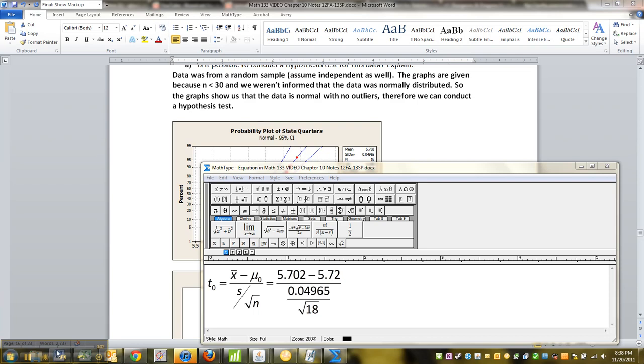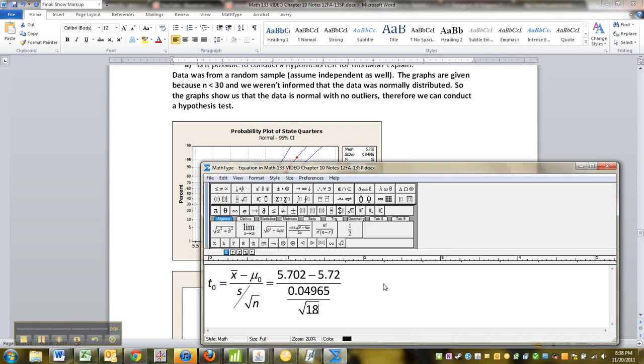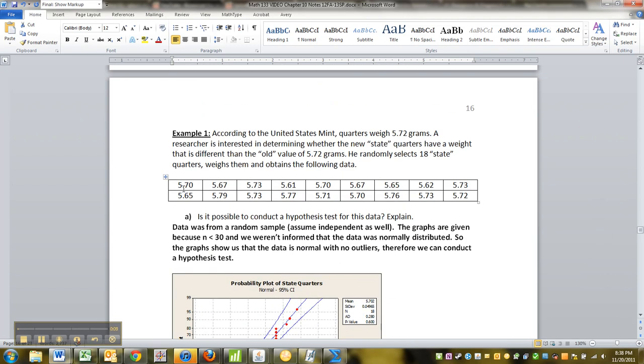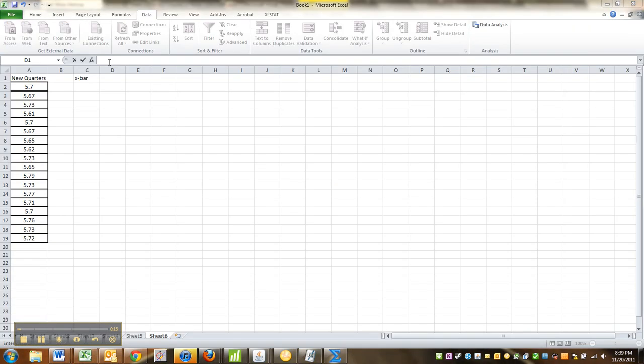So I know what you're thinking. You're thinking, where in the heck did all those numbers come from? Well, you have the data in the problem, right? So all you need to do is type it up into Excel or StatCrunch. Let me show you. Poof, there it is.